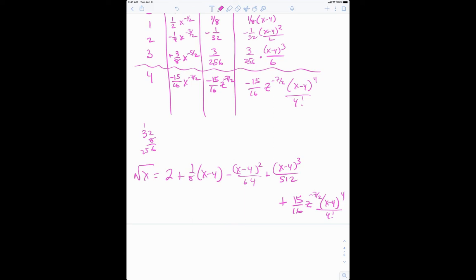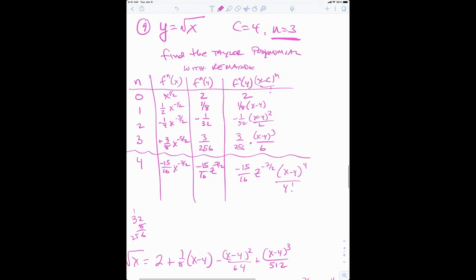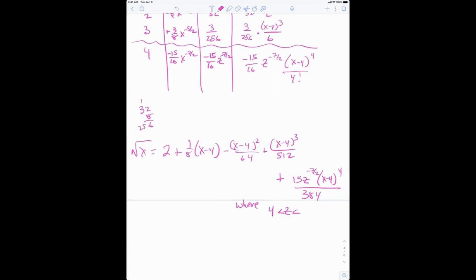So real quick, I'm just using my calculator sheet. 16 times 24 is 384. So let's just put this over 384, where z is between c and x. So for my particular case, c is 4. And we don't have an x yet.